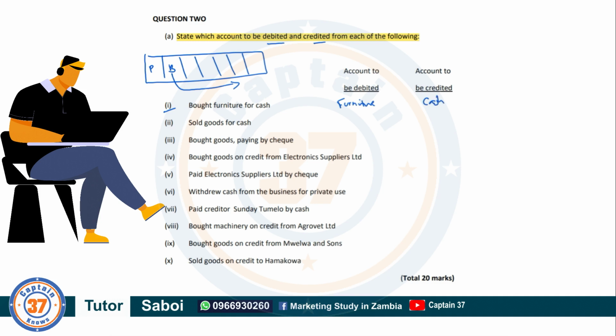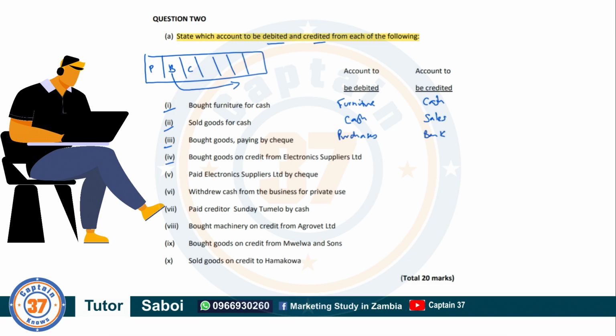What follows? Number 2 here is sold goods for cash. So what did we receive? We received cash. We have a room called cash. And what did we give out? We sold out. So what is it basically? It sells. Number 3, bought goods paying by check. Bought goods, so we have received purchases. Paying by check. When we pay by check, we use the bank.